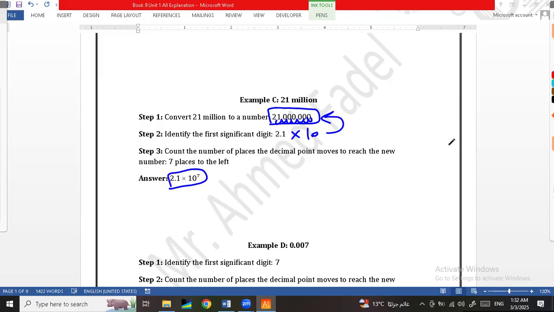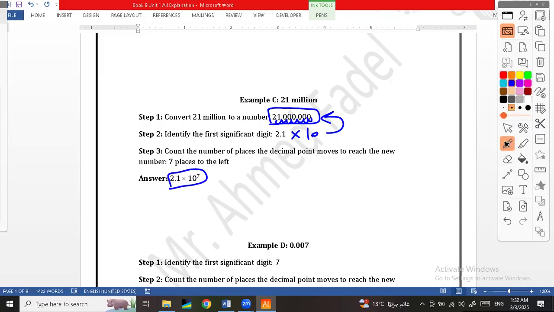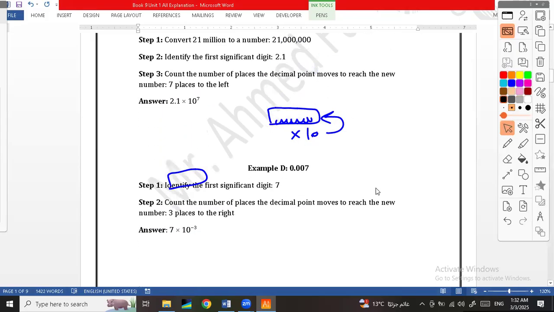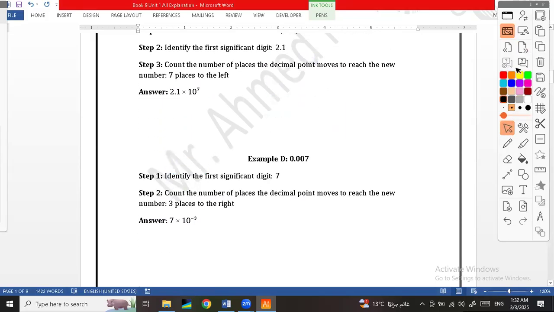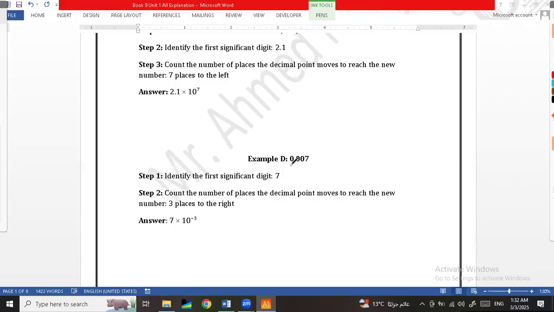All right, let's have a look at an example where we're going to need to multiply by a negative index, like in this one. 0.007. How can we make this into the standard form? We agree that the first thing we need is a number that is between 1 and 10.